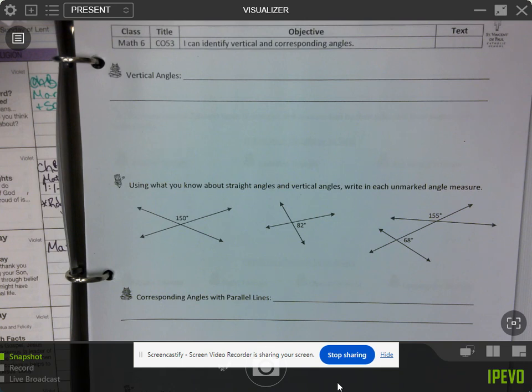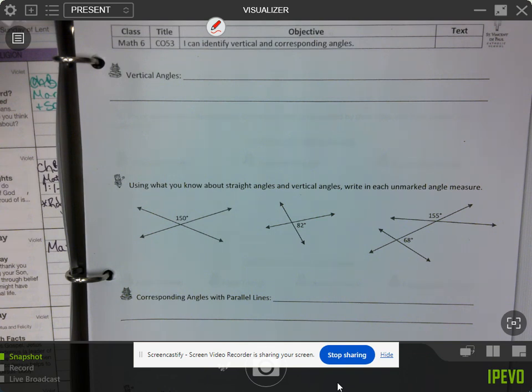So first let's look at our vertical angles. Vertical angles, what does it mean to be vertical from something? Does anybody know? What do you think, Zelda? It goes up and down. It doesn't have to be up and down. It could be straight across. So it could be sideways, it could be diagonal, as long as it's straight across.